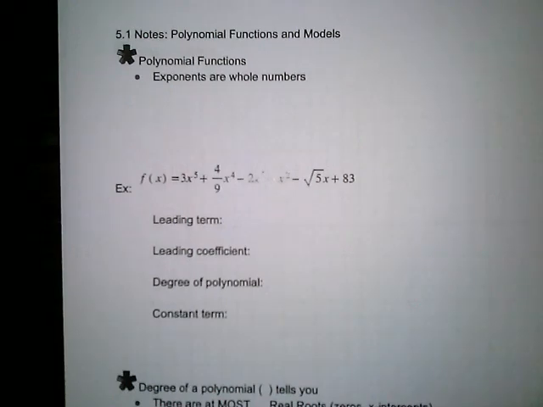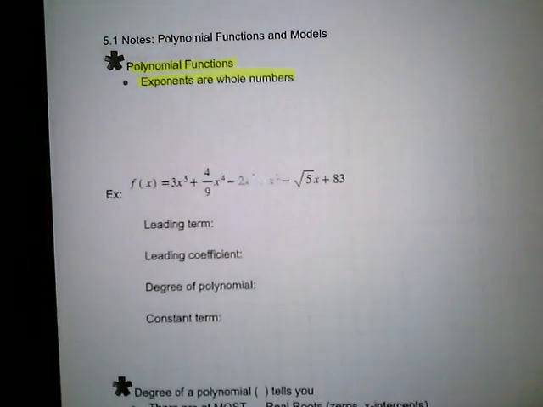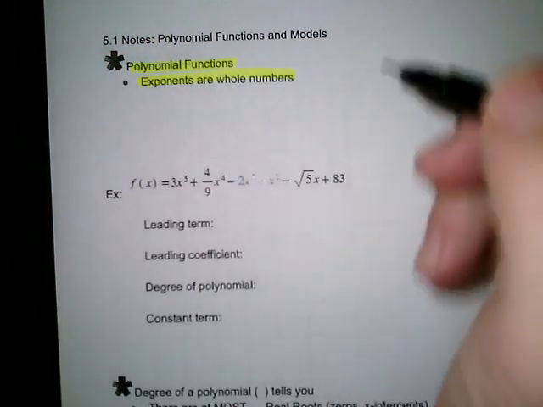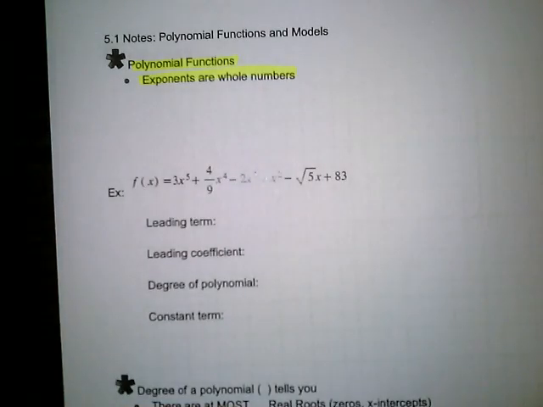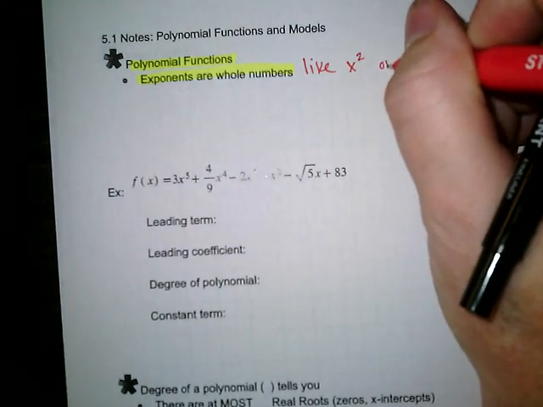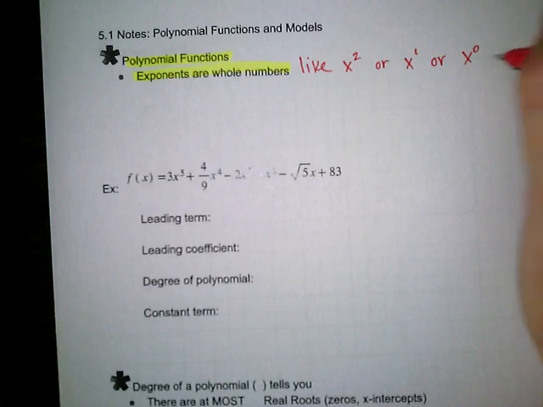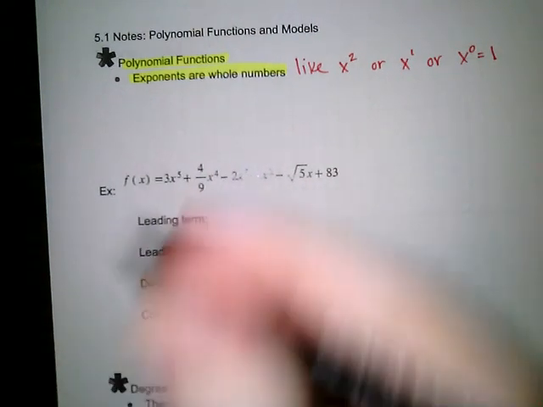So let's talk about first what polynomial functions are and what they are not. A polynomial function is a function that has whole number exponents on the variables. So what can it be? Like x squared, or x to the first, or even x to the 0, which would be 1. All of those things are polynomial functions.